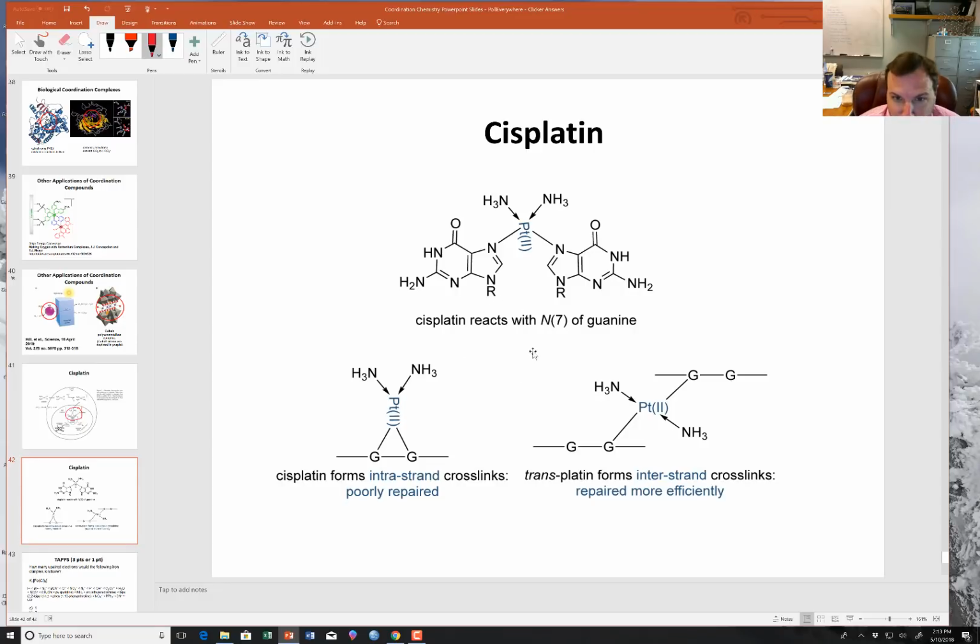So here we have our guanine base pairs, and we know that this would have a lone pair here, lone pair there, so that we could form a coordinate covalent bond with platinum. And so what can happen then is you can get two different forms of interaction. You can get this intrastrand, where two guanines that are side by side would both bond to the platinum, or the interstrand, where now we have guanines from opposite sides of the DNA helix bonding to the platinum.